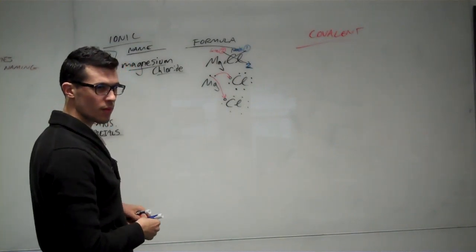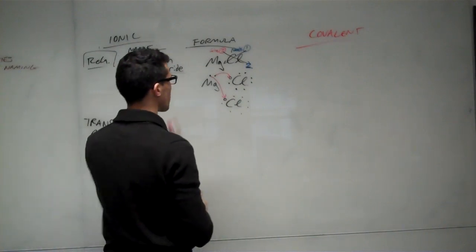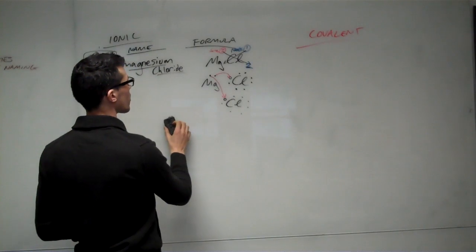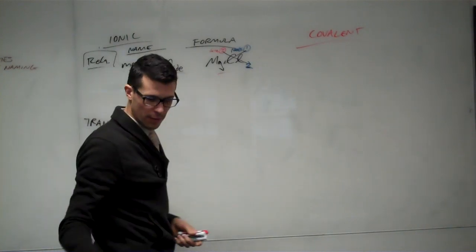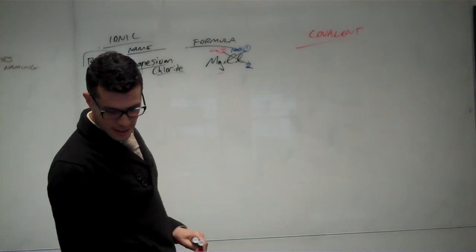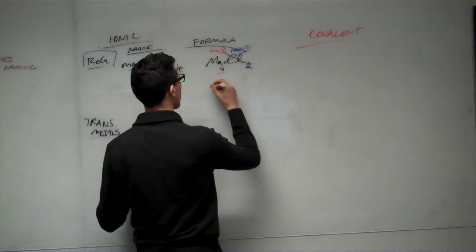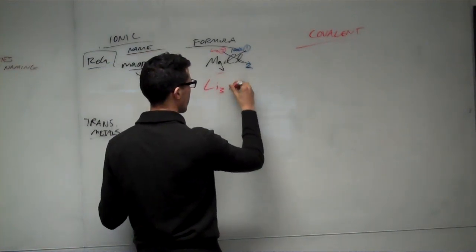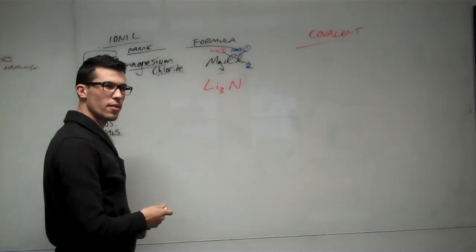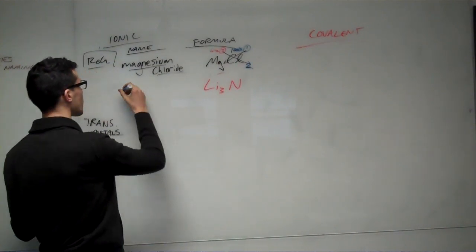Okay? That's a regular kind of example. Now, if I give you a formula, you can tell me what the name is. That's the easier way. So let me erase this part. Let's say I give you the formula Li3N. What's the name? Lithium nitride. Yeah, lithium nitride.